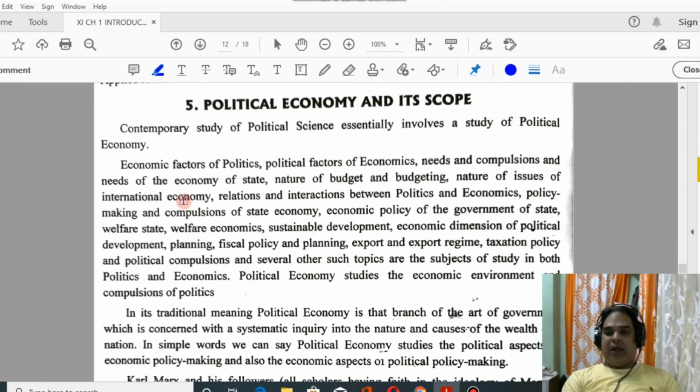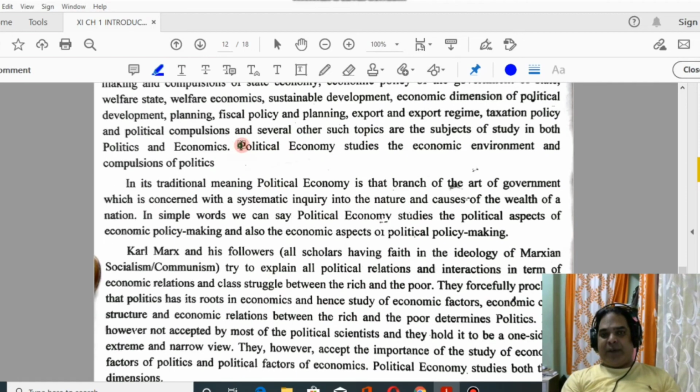So definitely every political process is related to the economy also. Economic factors of politics, political factors of economics, needs and compulsions, needs of the economy of the state, nature of budgeting, nature of international issues, all these are also to be studied. So here we can make a comparative study. The contemporary study of political science essentially involves the study of political economy. You can see here, political economy studies the economic environment and the compulsions of politics.